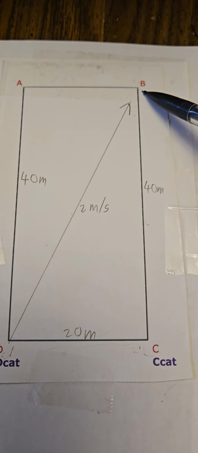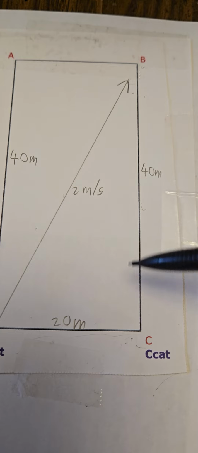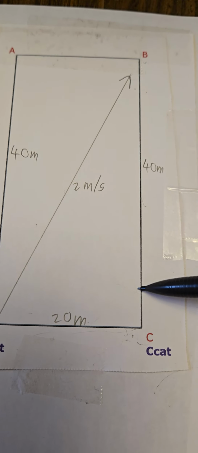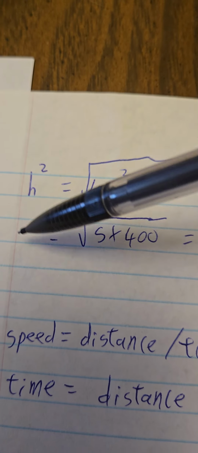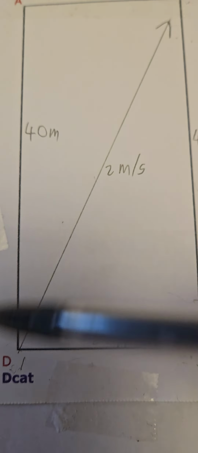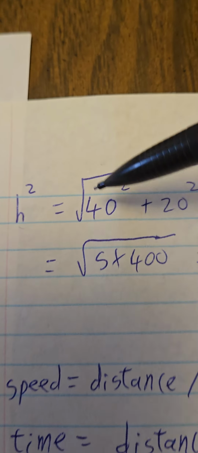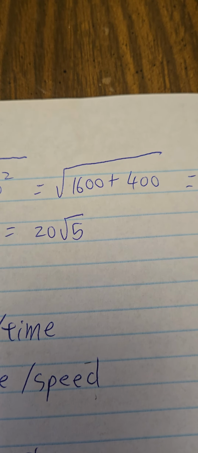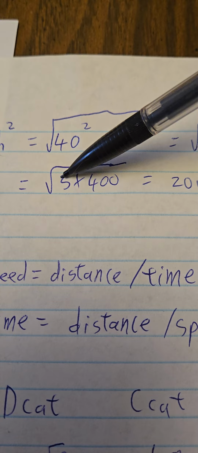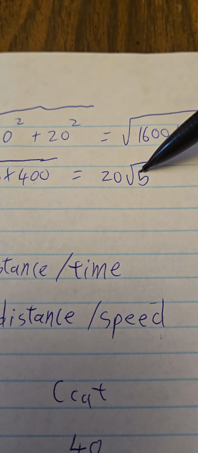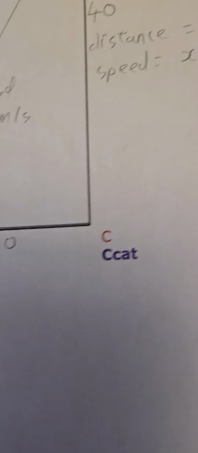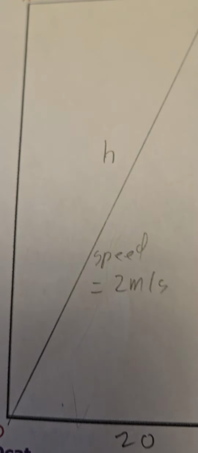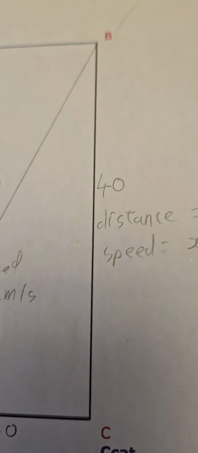First of all, for this distance, we can use Pythagoras. We've got 40 and 20, that's a 90-degree triangle. I decided to call this length h. And h is the root of 40 squared plus 20 squared, which is the root of 1600 plus 400, which is the root of 2000, which is the root of 5 times 400, which is 20 root 5. So this length is 20 root 5 or root 2000. Okay, so we've got that distance.